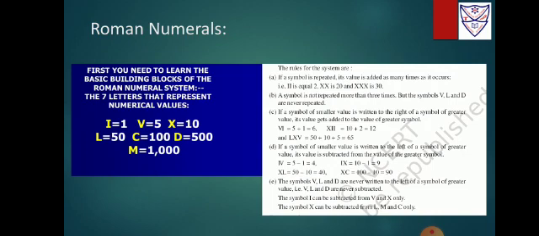Rule E: the symbols V, L and D are never written to the left of a symbol of greater value. The symbol I can be subtracted from V and X only, and the symbol X can be subtracted from L, M and C only. So these are the rules that should be followed while solving Roman numerals examples.